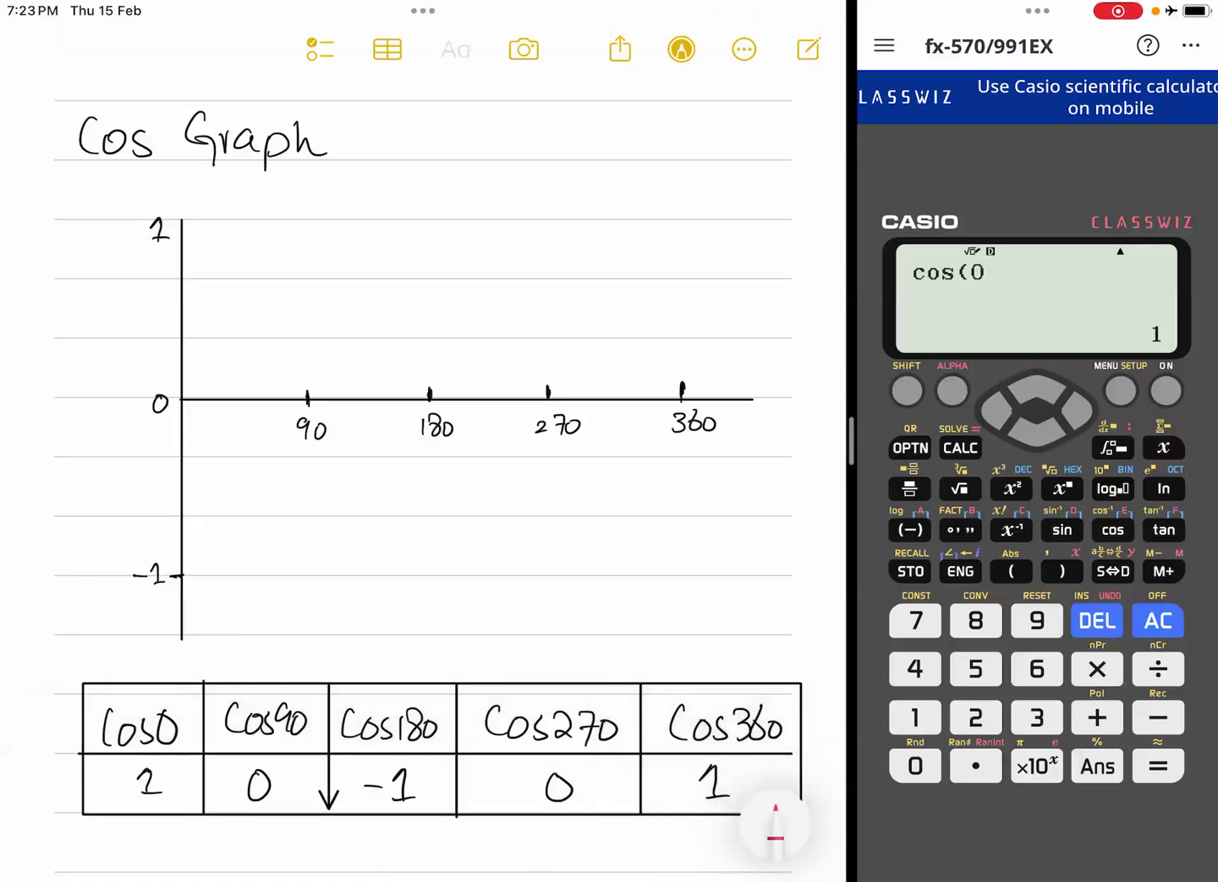Right, Alina? Cos 0 is 1. Cos 90 is 0. Cos 180 is -1. Cos 270 is 0. Cos 360 is +1. Is this clear, everybody, or not? Yes or no? Abdurrahman, please explain what I did here.